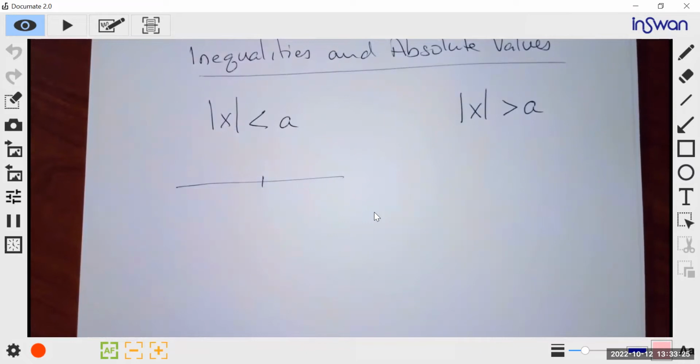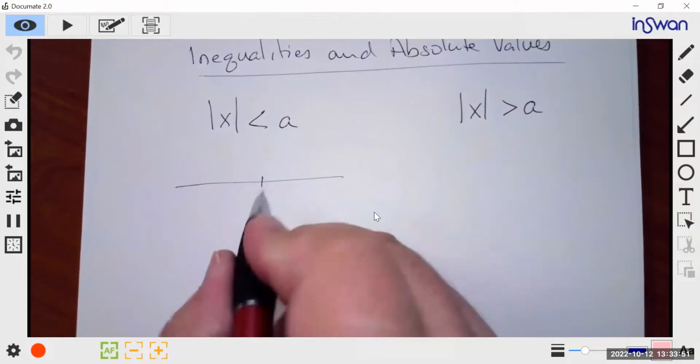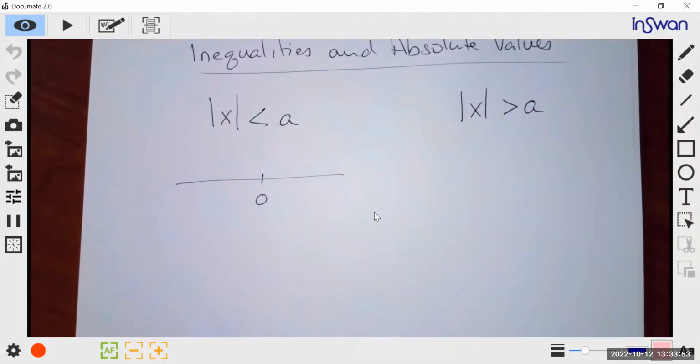Remember, what does an absolute value really tell us? An absolute value tells us the distance from 0 to that number. So like the absolute value of negative 3 is what? 3, because it's 3 units away from 0. It's 3 to the left, yes, but it's still 3 units. So that's all it tells us, is a distance. So it all stems from 0.